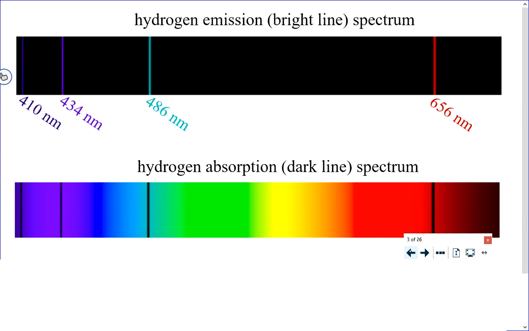So an electron in an atom can lose exactly the same amount of energy as that 656 nanometer photon, in which case the photon will be emitted. On the other hand, if the electron is at a lower energy level, it is possible for the electron to gain an amount of energy exactly equal to the energy of that 656 nanometer photon, in which case that photon can be absorbed. And the same would be true of any of these photons.